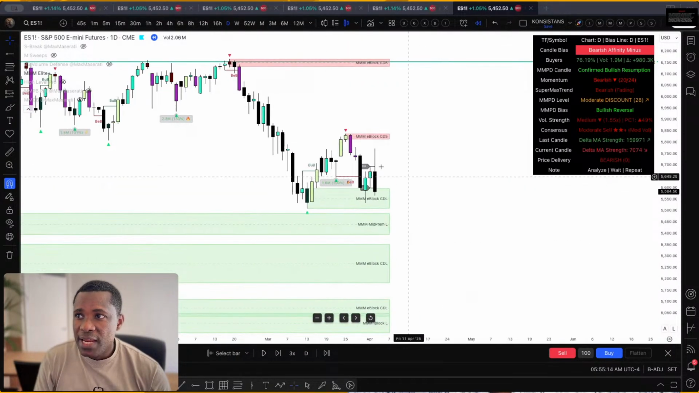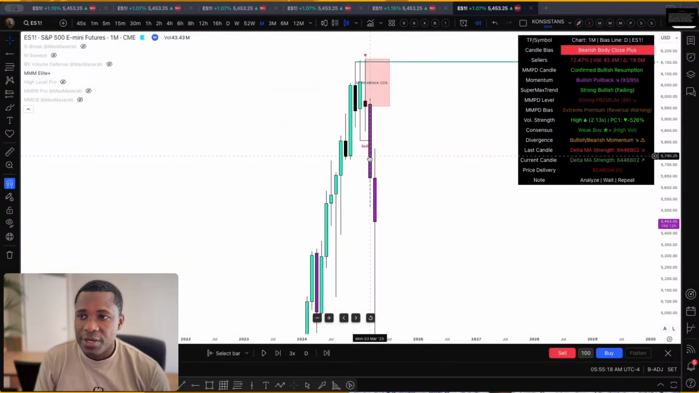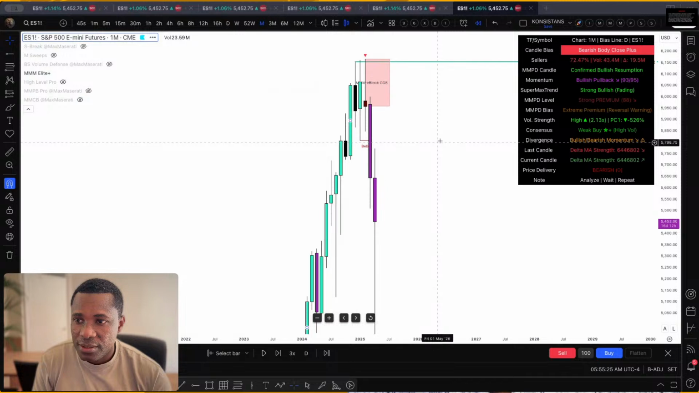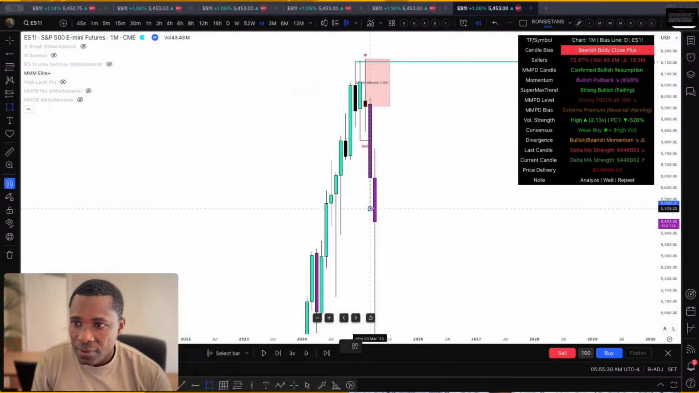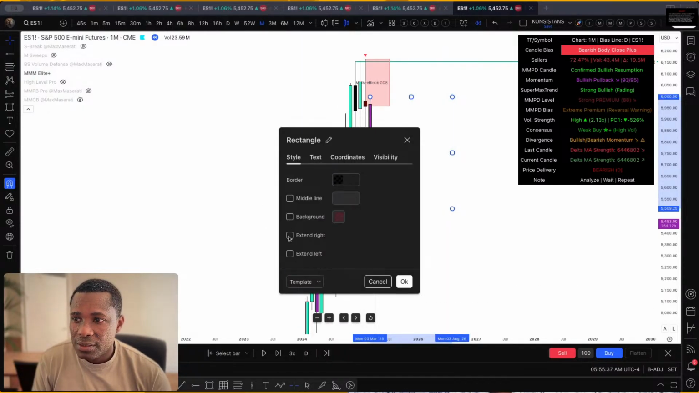And then if you were on the monthly market, I already told you, you have a bearish body close and you have a bearish break. So you will be looking for a trade inside of this, as simple as that. Okay, you'll be looking for a trade inside of this candle.